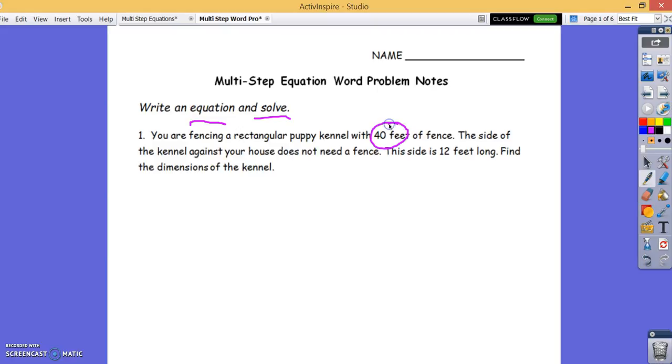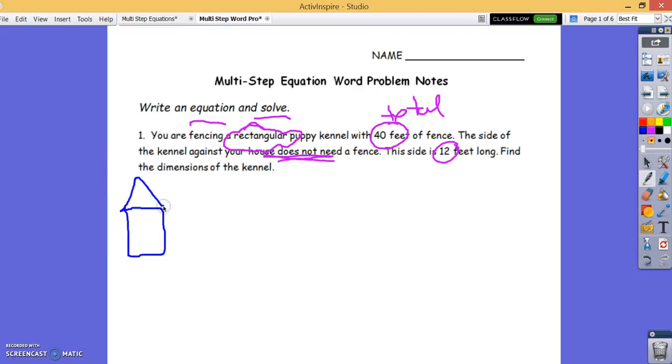I know that I'm using 40 total feet. So that's my total. I also know that one of the sides is 12 feet long and another side doesn't need any fence. The other thing that's important here is that this is a rectangle. A rectangle is important because the opposite sides are the exact same. So let's go ahead and draw a picture to help ourselves understand this a little bit better.